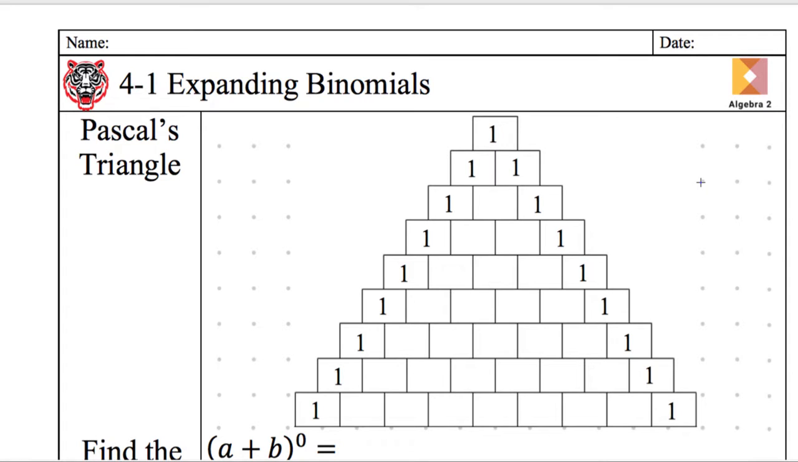This is Algebra 2. We are on lesson 4-1, our brand new unit, Expanding Binomials. Today's date is the 26th, 11/26, and before we jump into the lesson, we have a lot of housekeeping to do. First and foremost, I need to talk about our calendar.